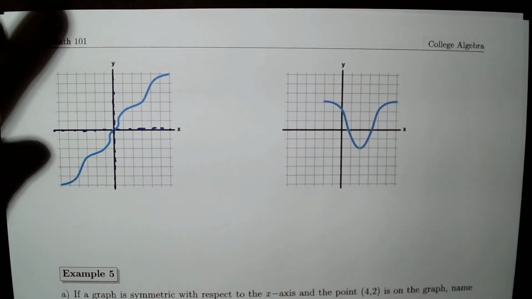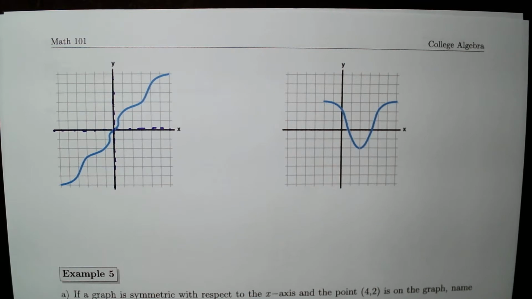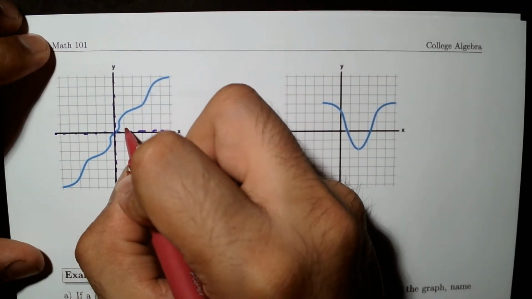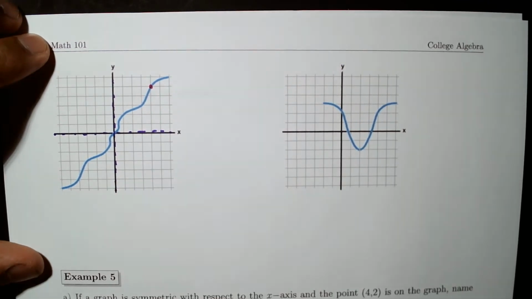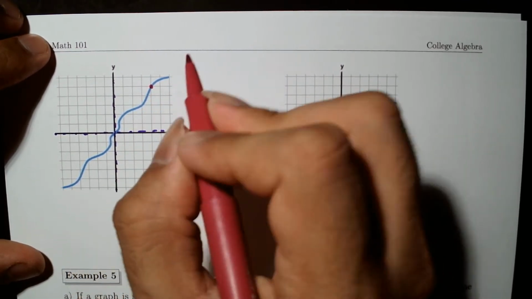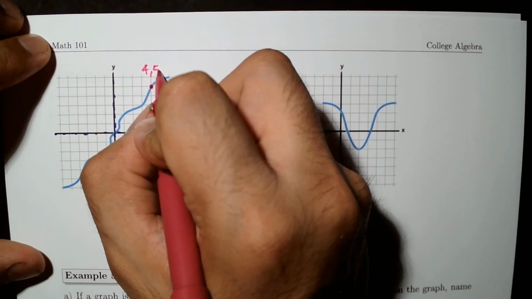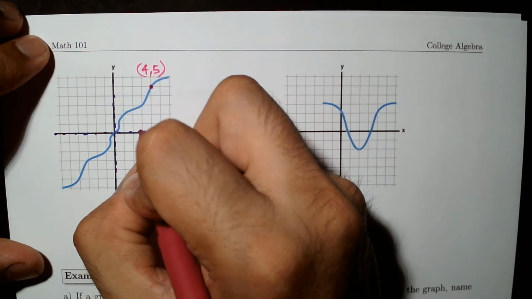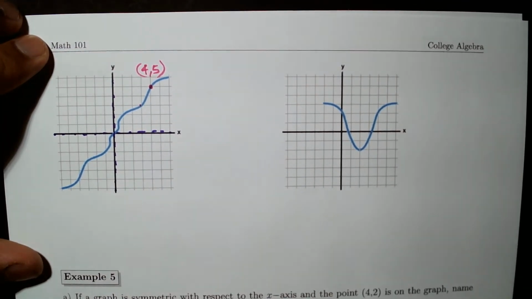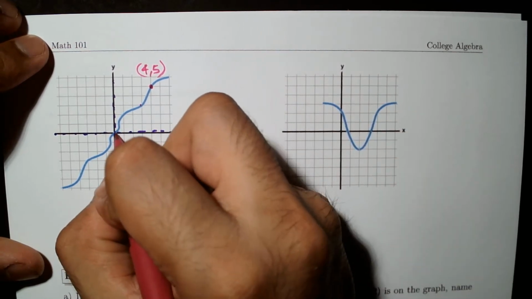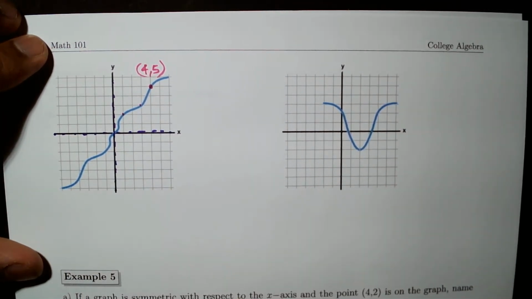So I'm going to choose another point. Let's see, a nice point. This one right here, the point 4 comma 5. So that's my test point. Alternatively, you can use the point 3 comma 3. That's another nice point. You could use whatever point you want, or 1 comma 2. That's another one. But I'm going to do 4 comma 5.